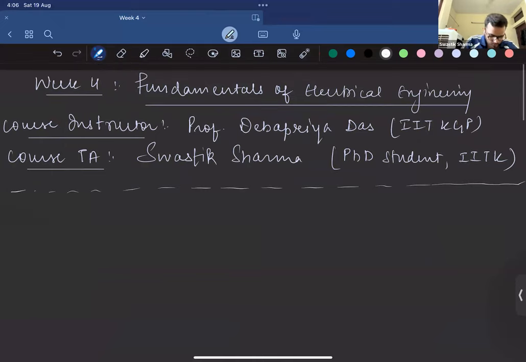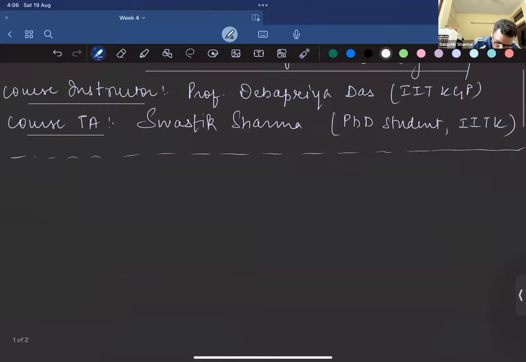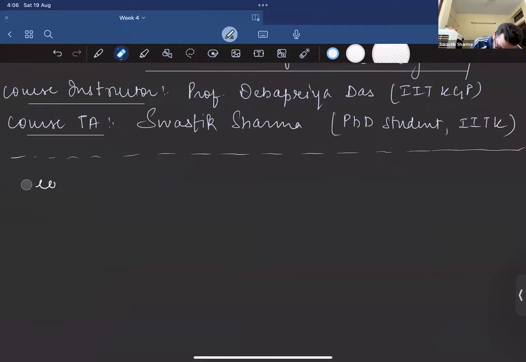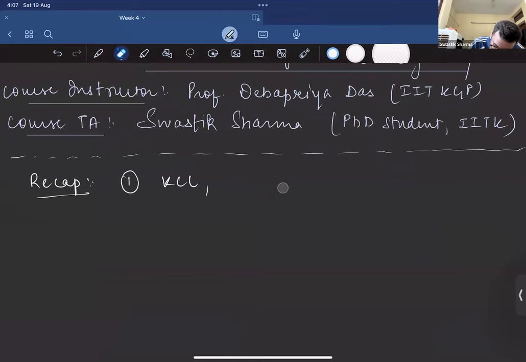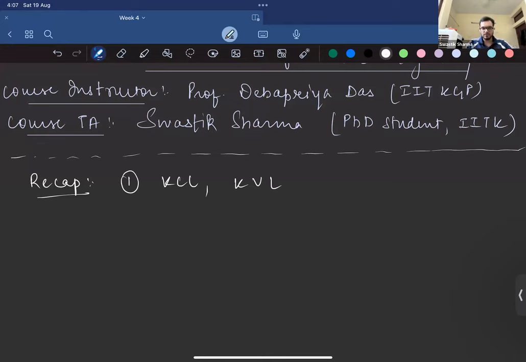Okay, so this is week four. Let's do a quick recap of what we did in the last week. So we discussed KCL, KVL. Both are Kirchhoff's laws. One is Kirchhoff's current law, the other is Kirchhoff's voltage law. The first one is based on the law of conservation of charge, and the second one is based on the law of conservation of energy.